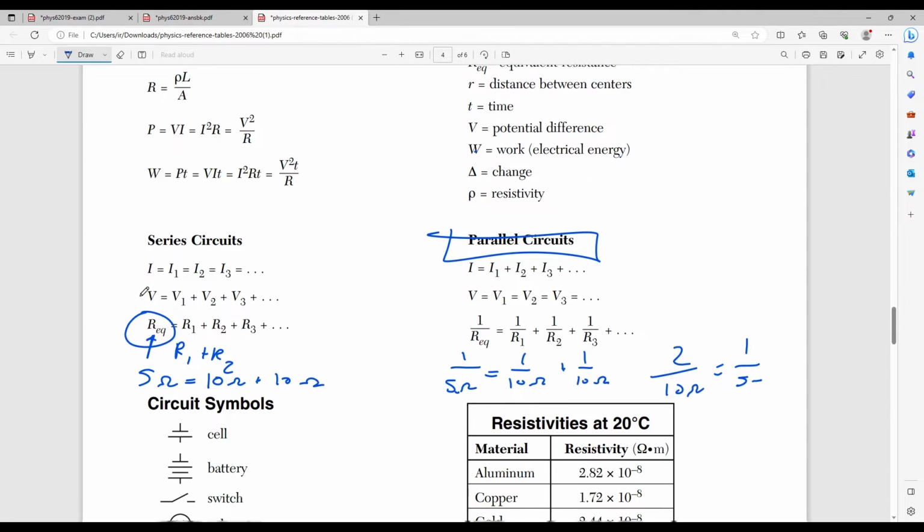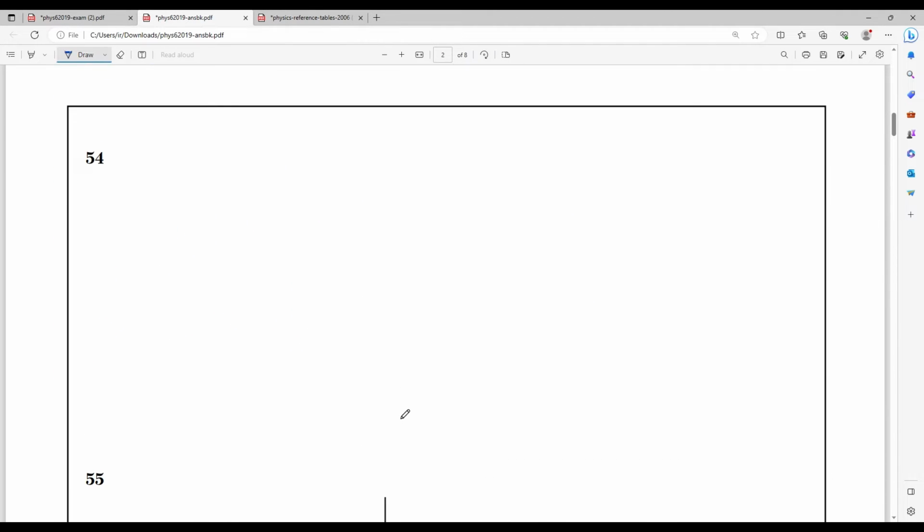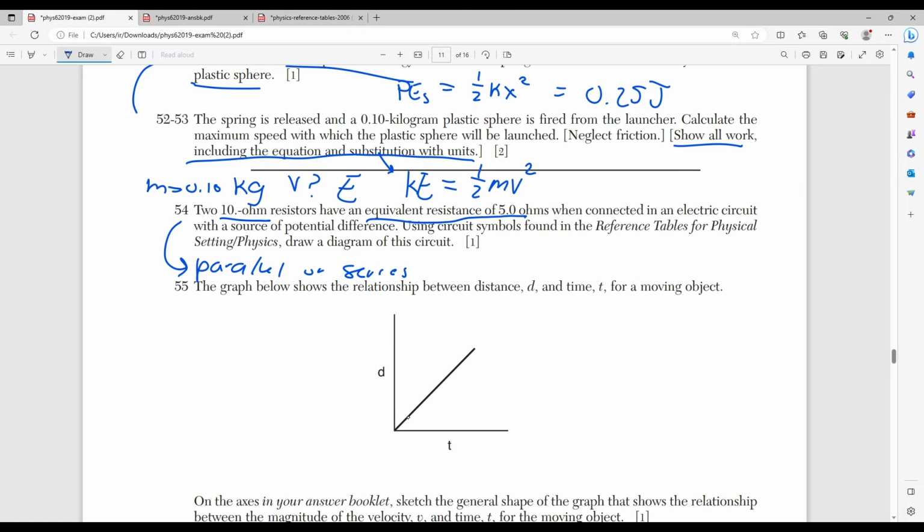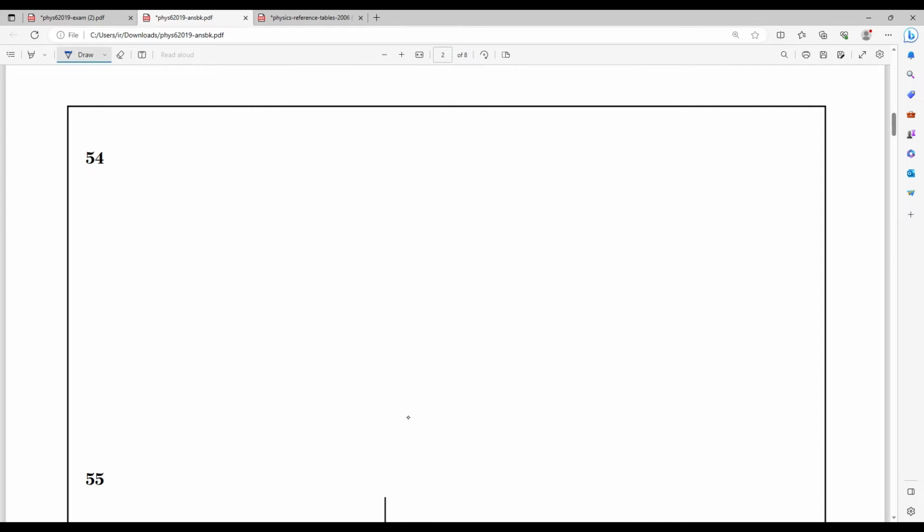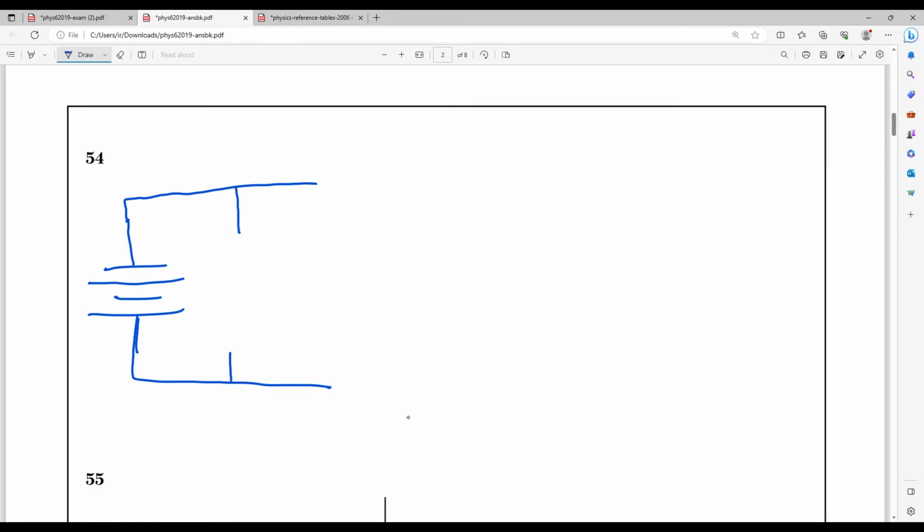So the next thing I'm going to have to do is go into my answer sheet and draw this circuit out. Now, it's saying that it has a source of potential difference, which is the same thing as saying a battery. So I'm going to draw my battery, which is going to look something like this. So that's my battery, and then connecting this battery, it's going to go outwards. And the thing with the parallel circuit is the resistors are usually connected along the inside. So here, I'm going to draw my resistor, and then here I'm also going to draw my resistor.